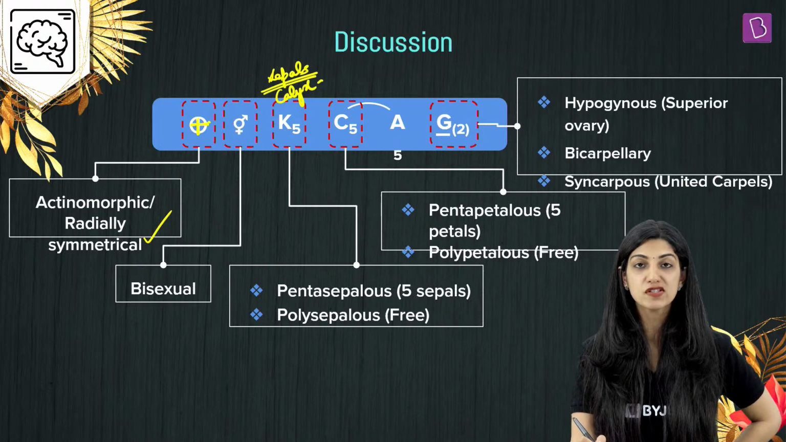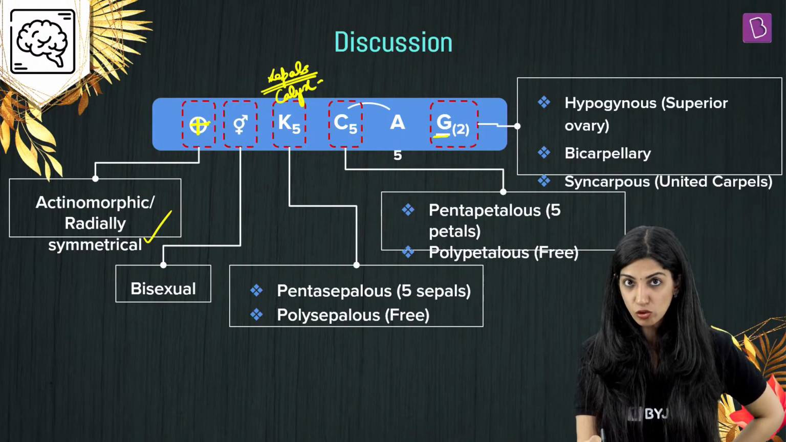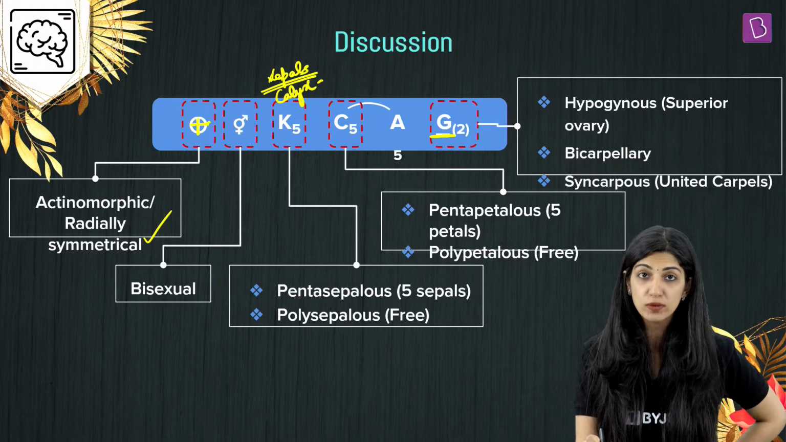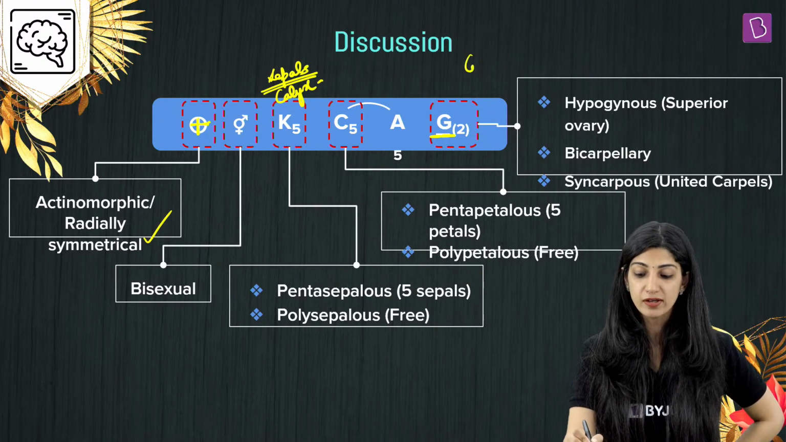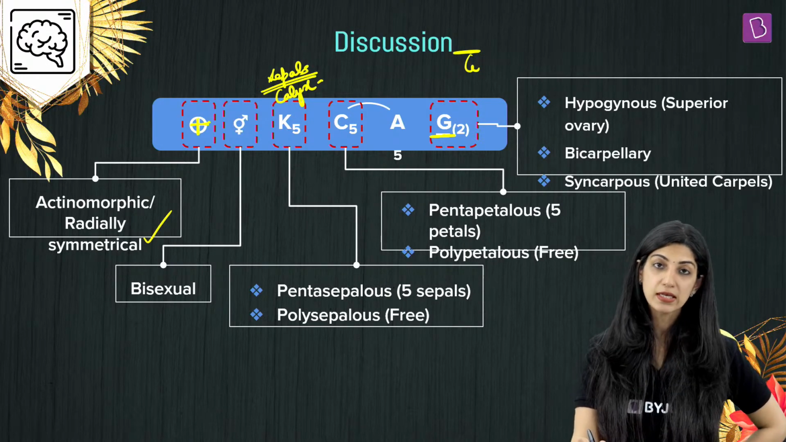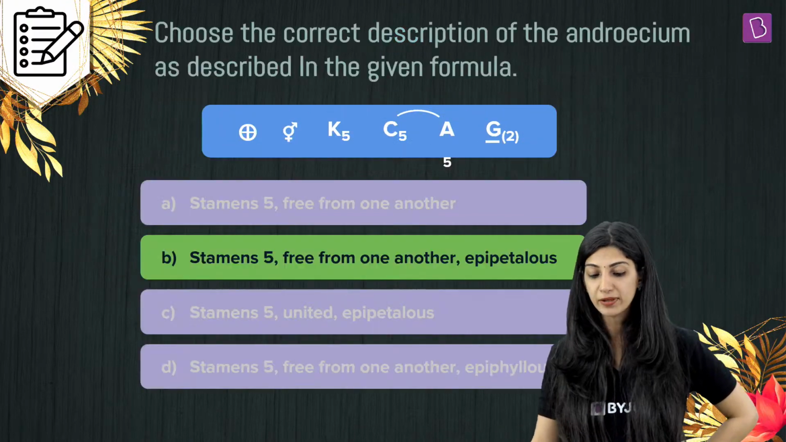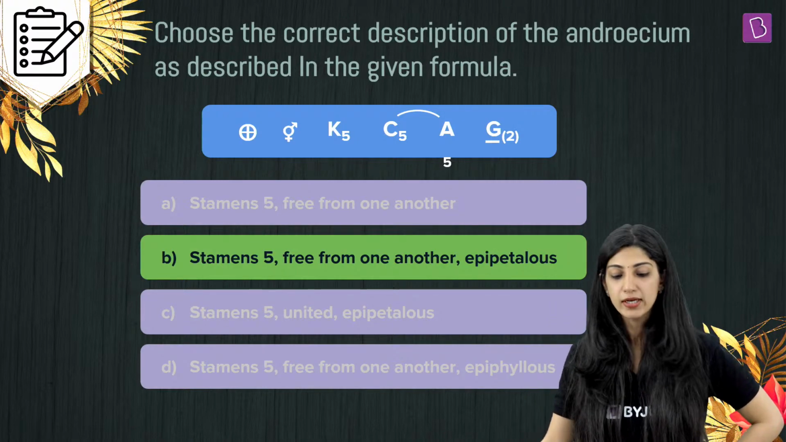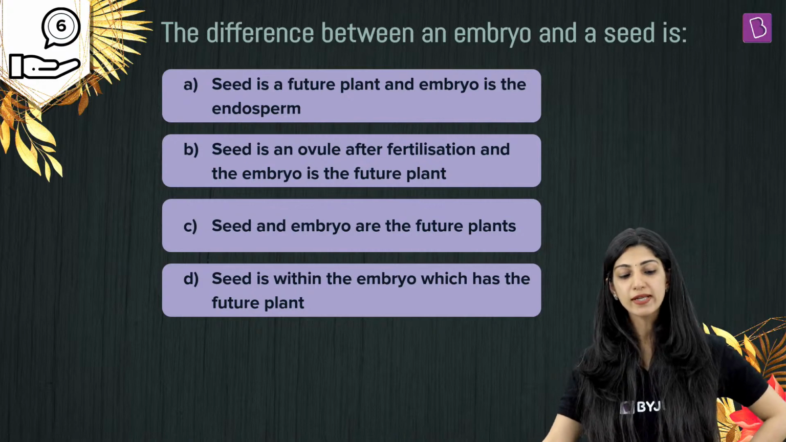What is the condition of this ovary? This is superior ovary. यहाँ पे ध्यान रखिएगा, अगर superior ovary है, then the line is below the sign. And if it is an inferior ovary, you write it like this. But it is fused, it is syncarpous and bicarpillary in condition. So you already gave me the answer. Very good. The answer is B. Let's go to the next question.